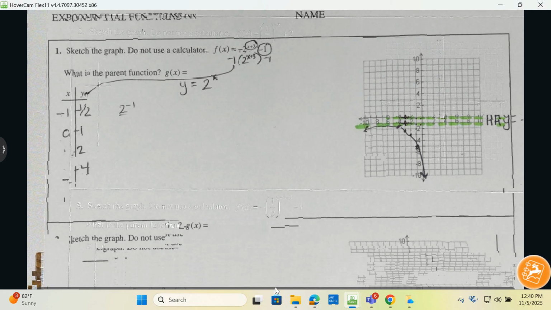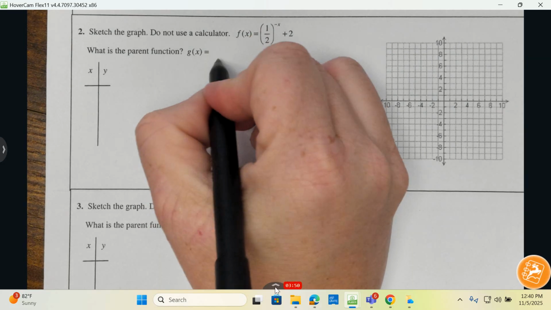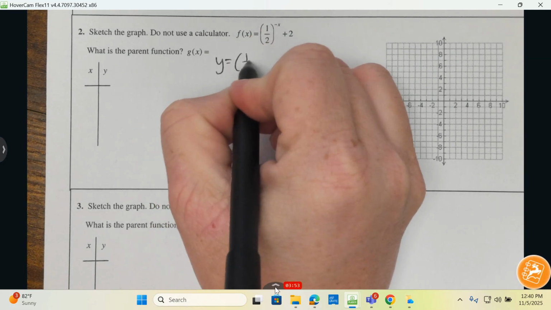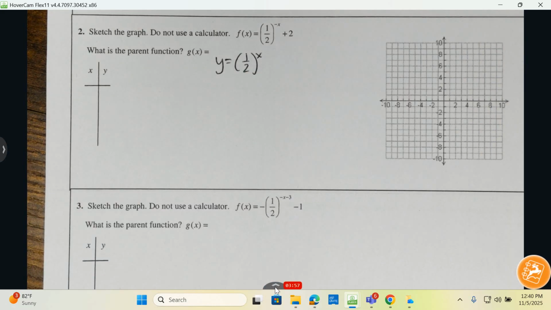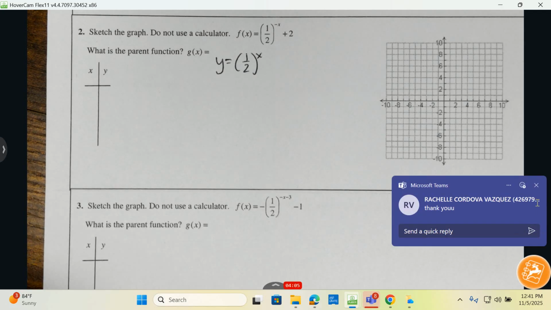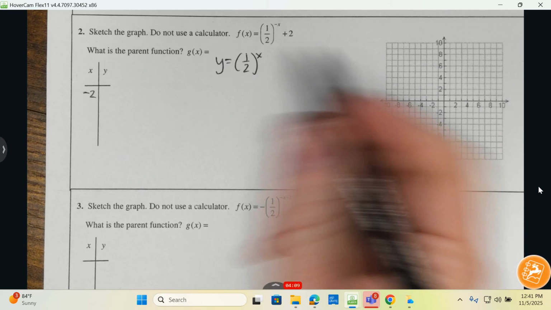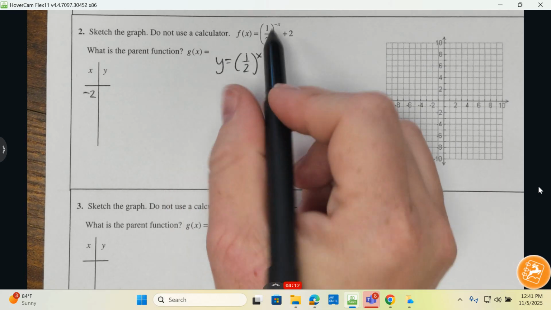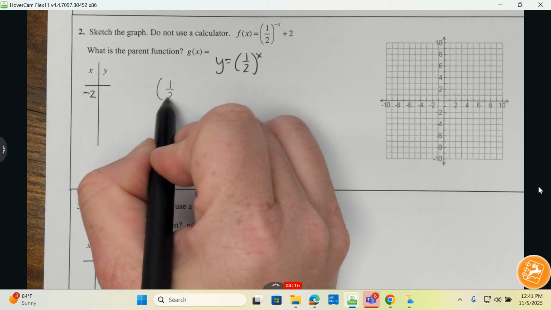Now, we need to first start by identifying what the parent function is. So the parent function, whether it's g of x or y equals, is 1/2 raised to the x. Then I'm going to come over here and establish some input and output values. Now, I don't personally like working with fractions as much, so I'm going to choose to use -2. You don't have to. You could have started with 0, 1, and 2 and still achieved the correct sketch of the graph. So I have 1/2 raised to the -2.